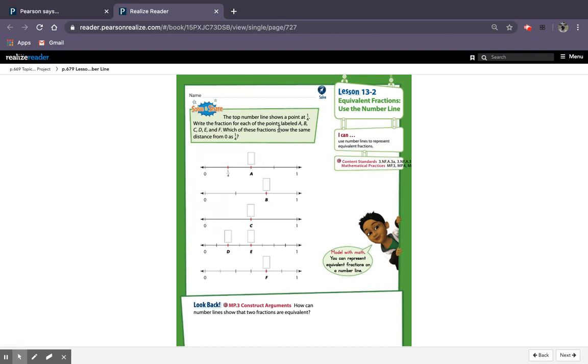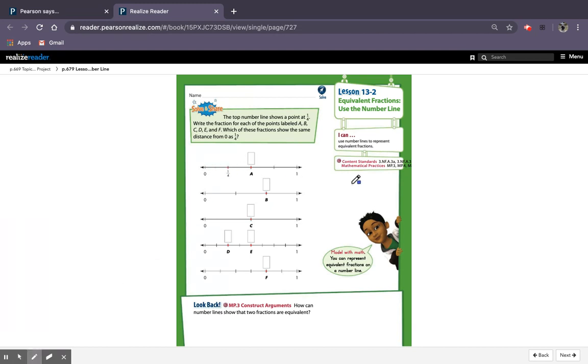So to get started, our solve and share says the top number line shows a point at 1/4 right here. Write the fraction for each of the points labeled A, B, C, D, E, and F. Which of these fractions show the same distance from 0 as 1/4? So first thing we have to do is go through and label all of them.